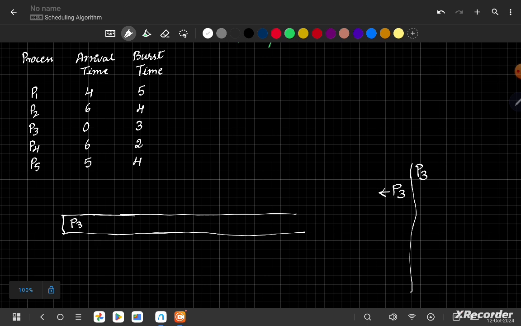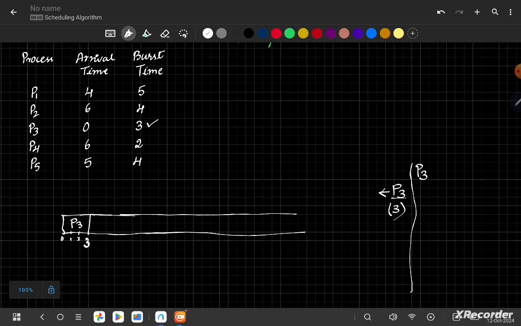And what is my burst time? Burst time is 3. That means my P3 process will stay inside my CPU for 3 milliseconds, from 0 to 1, 1 to 2, and till 3 it stays inside my CPU. So P3 completed its task. As we said, it's non preemptive. Till the completion of the task takes place, we are not giving up the CPU. P3 had a task of 3 milliseconds, so we completed 3 milliseconds and didn't give up the CPU.